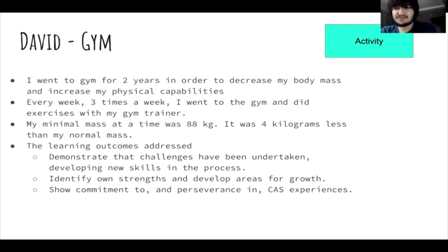So every week, three times a week, Monday, Wednesday, and Saturday, I went to the gym, did a general workout with my trainer, and I set a goal. Back in December, I set a goal to be under 90 kilos because I've always been more than 90 kilos. So I actually achieved it. I went to 88, but due to the lockdown, I'm now well over 90. So I still achieved my goal when I was in the gym.